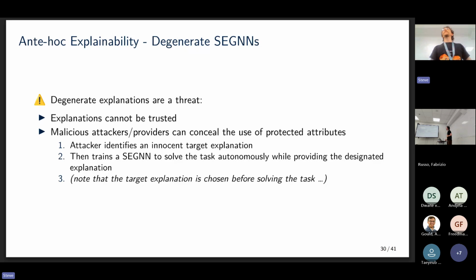And the pipeline works as follows. The attacker can identify an innocent target explanation that they want to provide to the users, and then trains the self-explainable GNN to solve the task with the best accuracy possible while providing the explanation that was designated even before solving the task. So basically, the attacker has full control over the explanation that is provided to users, while the model can still behave as it wishes.